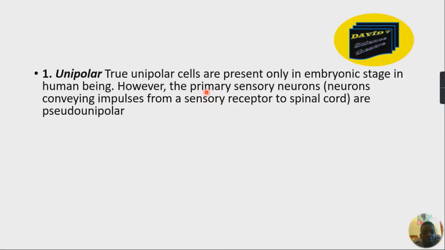But now, if I want to talk more about the unipolar, these are true unipolar cells, and they are present only in the embryonic stage of human being. However, the primary sensory neurons, or the neurons conveying impulses from a sensory receptor to the spinal cord, are pseudo-unipolar. So the primary sensory neurons are pseudo-unipolar. This is very true. Okay, so signals carrying pain, signals carrying taste, signals carrying light. Okay, they are all pseudo-unipolar cells carrying this information. Did I say light? Olfaction. Okay, they are unipolar cells carrying signals of senses.